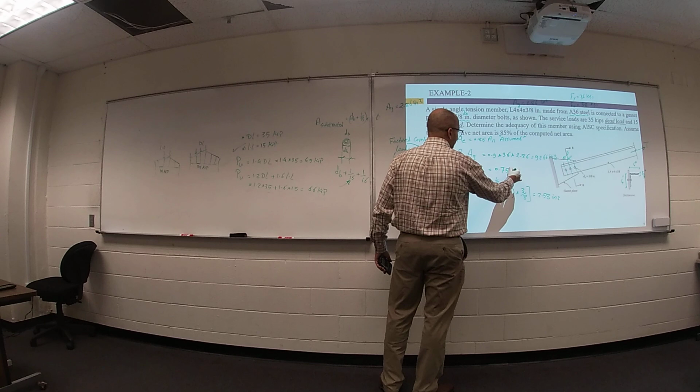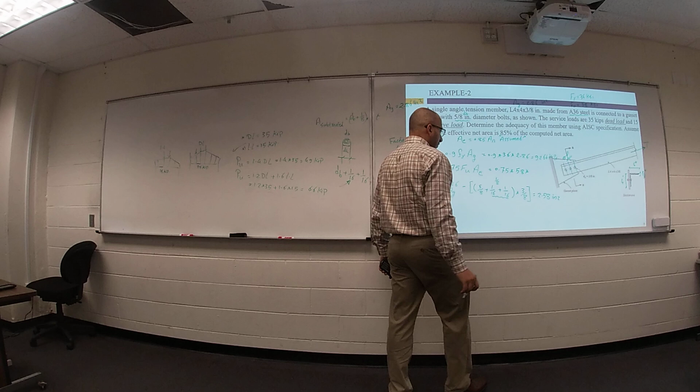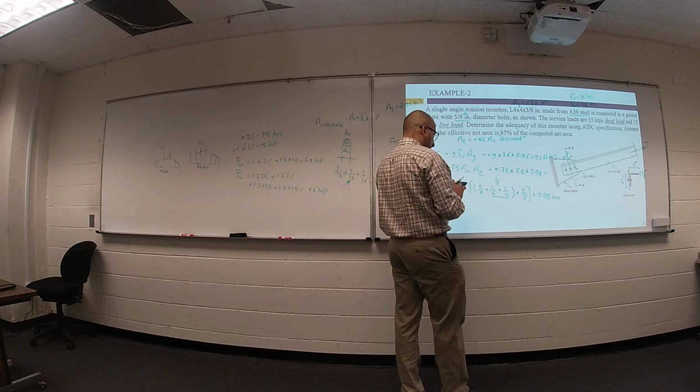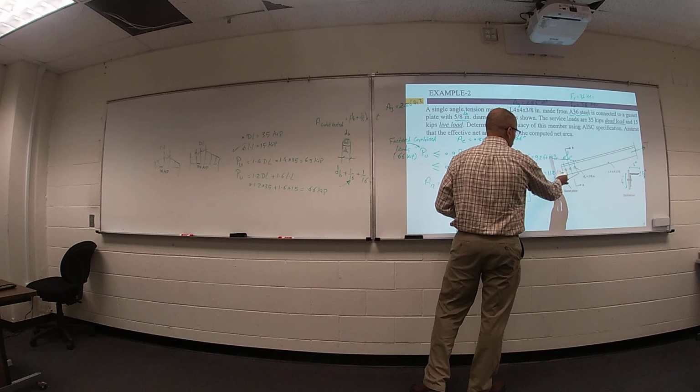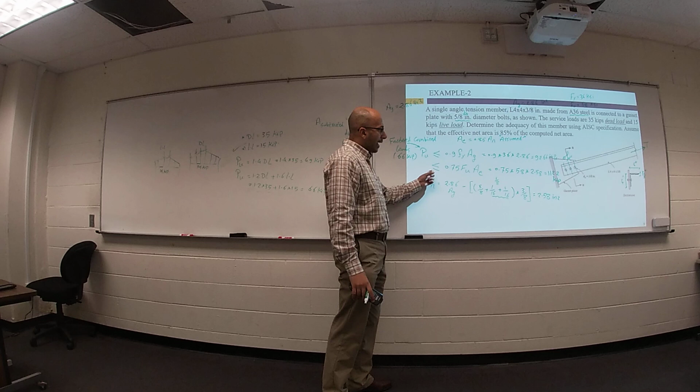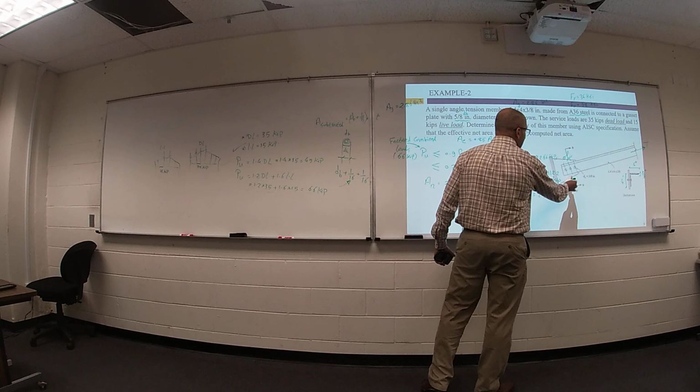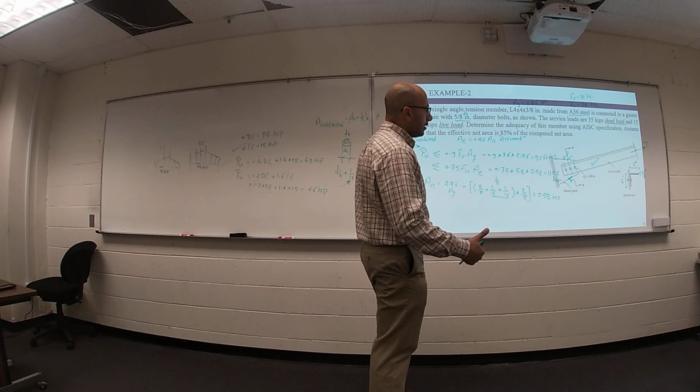0.75 F ultimate, according to steel type, 58. Area effective, 2.58. Your value will be 112.2 kip. So I think your factor load is less than 112.2 kip. That means I am okay. That means your member is efficient. Your member is good to support this factor load.